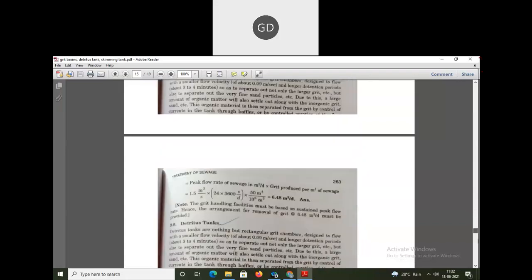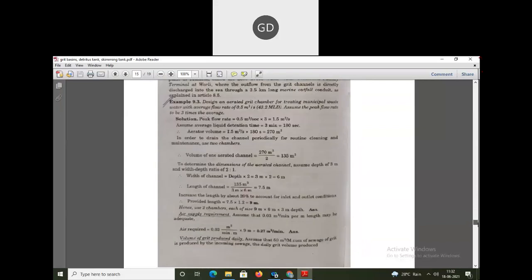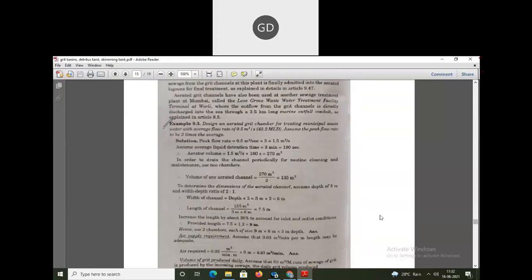Okay, so there is one numerical related to aerated grit channels. Let us see this numerical. Design an aerated grit chamber for treating municipal wastewater with an average flow rate of 0.5 meter cube per second. In terms of MLD, that is 43.2 million liters per day.